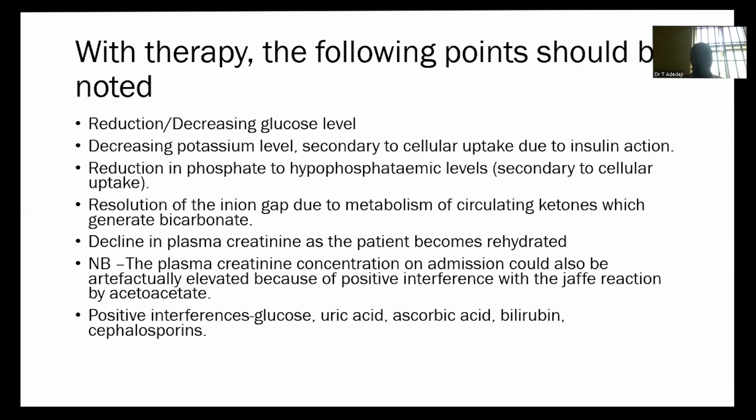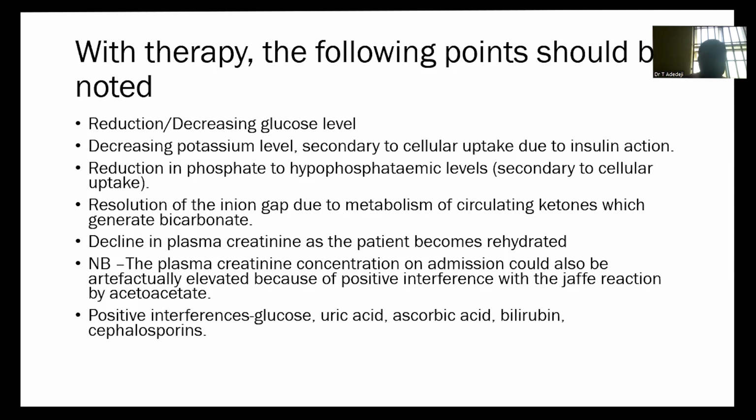Now, with the therapy, according to the table we have looked at, we can bring out the following points, which are to be noted. We saw the glucose decreasing all along. We saw potassium level also falling, and that was due to cellular uptake under the influence of the insulin that was being given. There was also reduction in phosphate to hypophosphatemic level, also secondary to cellular uptake. There was resolution of the anion gap due to metabolism of the circulating ketones, which were being used to generate bicarbonate. There was also decline in creatinine level, as we said, because the patient was being rehydrated.